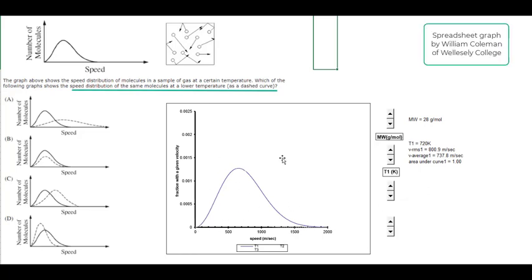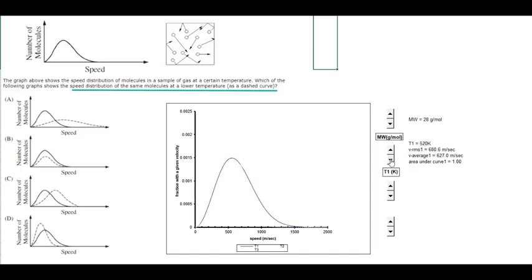So let's see what happens to this curve as I decrease the temperature. So here we go. Drop the temperature, 700, 660, 640, 620, 580. I'm going to get all the way down to 420. Let me see. This is about.